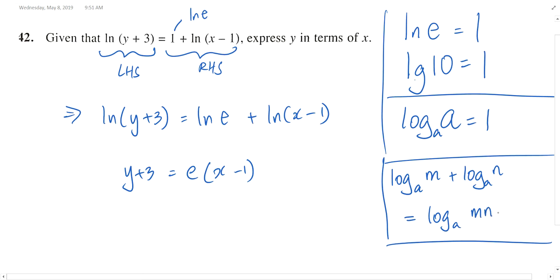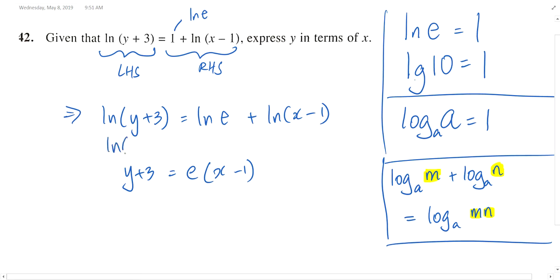Okay, so this is the multiplication over here, m times n. Where did they come from? They came from the m and the n over here. When you add two logarithms to the same base, we just multiply the m and the n together. So in this case, we can simplify the right hand side.